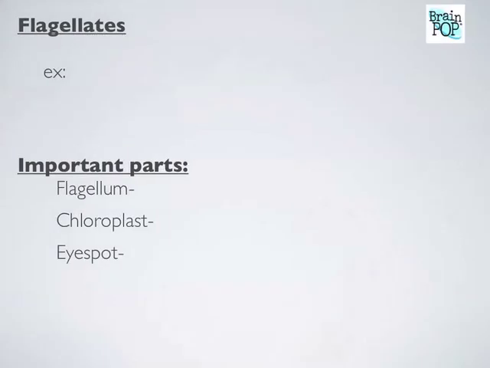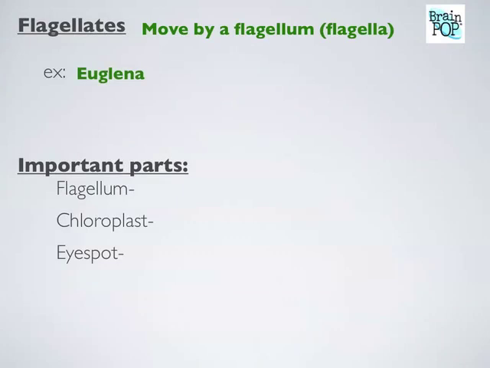All right, and then our last group, the flagellates. These move using a flagellum, a whip-like tail. And the one we'll look at next week is called euglena. It's a green flagellate.